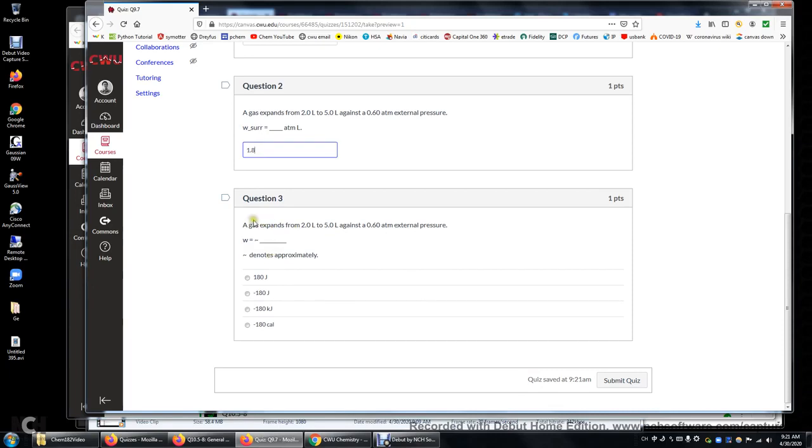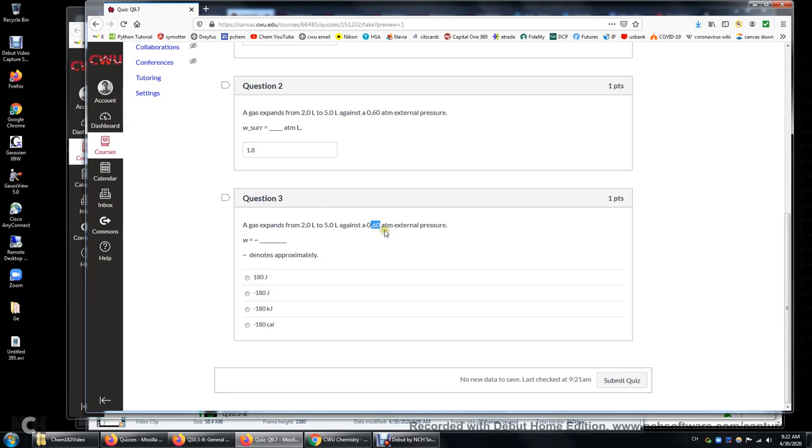Over here, question 3 is about the unit. 1 liter is 10 to the power negative 3 cubic meter, and this is 6 times 10 to the power of 4 pascals approximately. Why did I use pascal? Why did I use cubic meter? Because they are the SI units. So if we look at this number, from 2 to 5, the difference is 3. So it's going to be actually 3 times 10 to the power of negative 3 cubic meter.